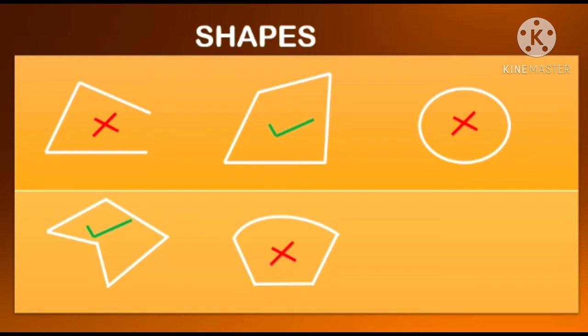And the last shape, is it a polygon, children? No, this is also not a polygon because it is a three-dimensional shape. But we use polygons to form three-dimensional shapes. Okay, children? Hope it's clear to you.